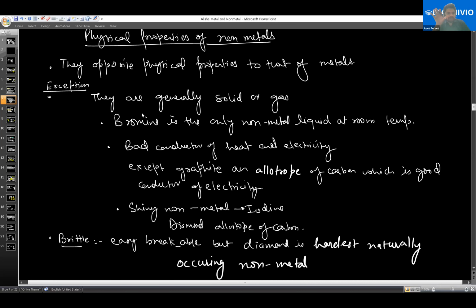And non-metals are bad conductors of heat and electricity, but graphite is the only non-metal that is a good conductor of heat and electricity. Sorry, graphite is a good conductor of electricity, not heat. And generally non-metals are not hard, but diamond is very hard. This I have explained to you in detail, that it is so because of its structure.